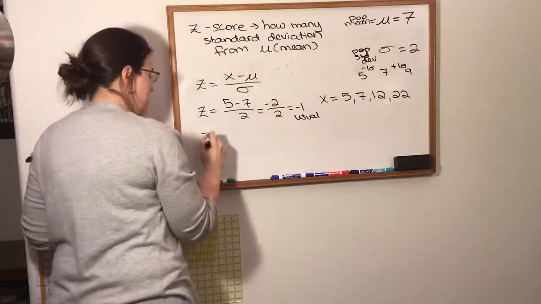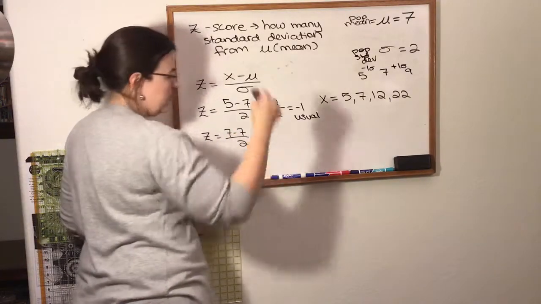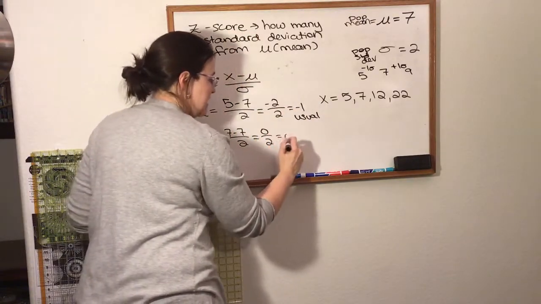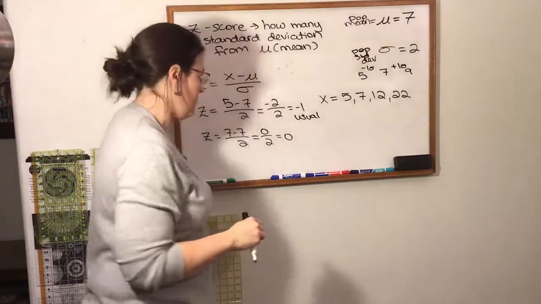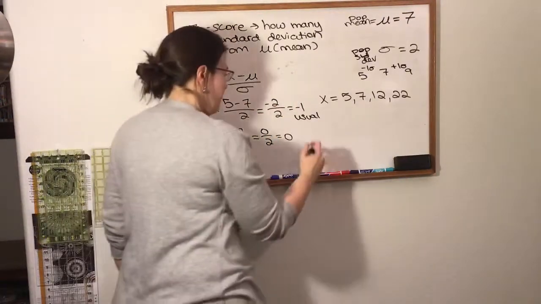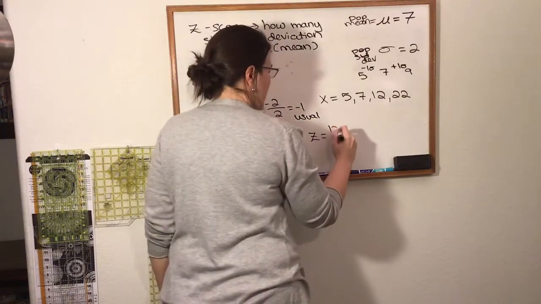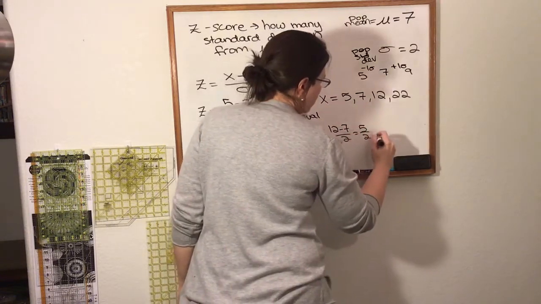All right, now 7, hopefully at home you're shouting out very loudly, but basically that is the mean. And what you'll see then is this is literally 0 standard deviations away from the mean because it is the mean. All right, then you would do 12. That's obviously very usual because it is the mean. Then we do 12 minus 7 over 2. That's 5 over 2, which is 2.5.